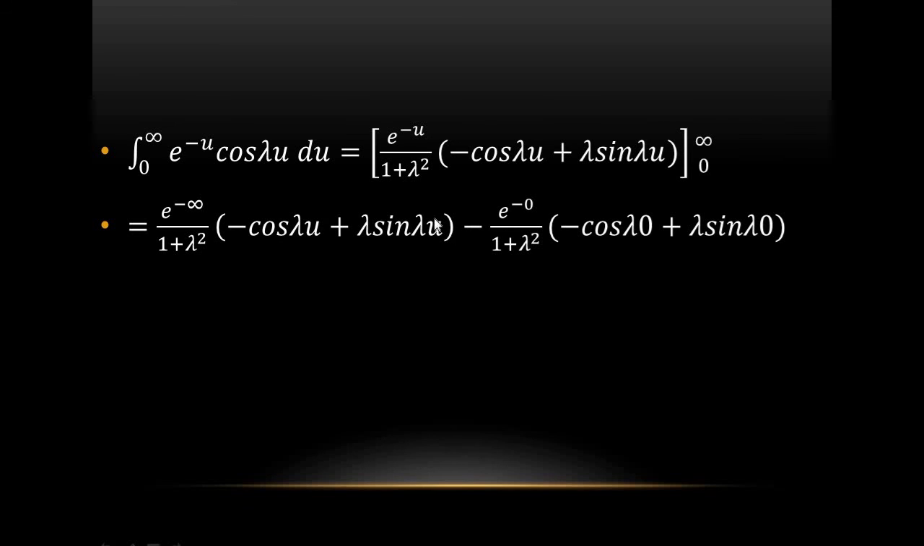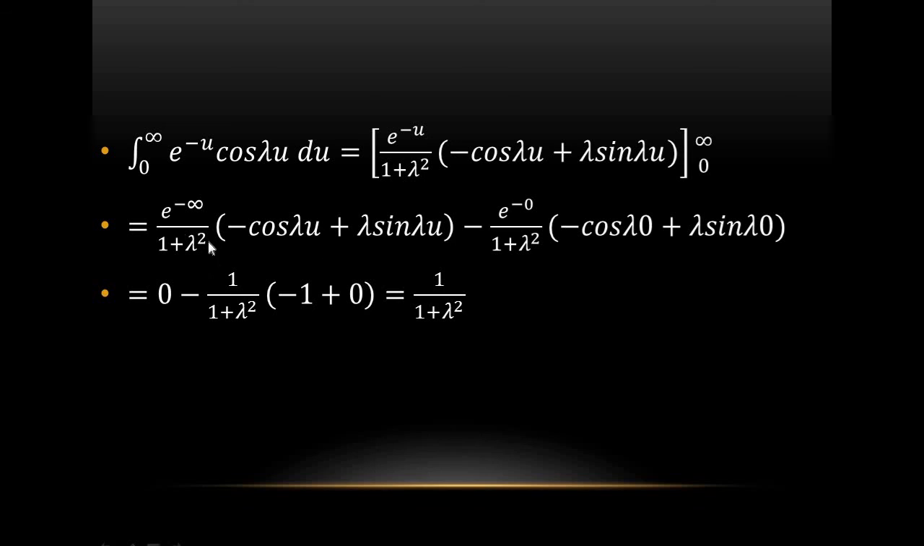If we put the value of u as infinity here, sin and cos are bounded functions. So here e raised to minus infinity is 0, so 0 into the whole term becomes 0. So 0 into a finite term is 0, because of that the whole term becomes 0. Then minus, because of the lower limit we have to put, so minus e raised to minus 0 upon 1 plus lambda square in bracket minus cos of 0 plus lambda sin of 0. So cos of 0 is nothing but 1 and sin of 0 is 0. So this term becomes 0 and this term becomes 1. So that minus and that minus become plus.